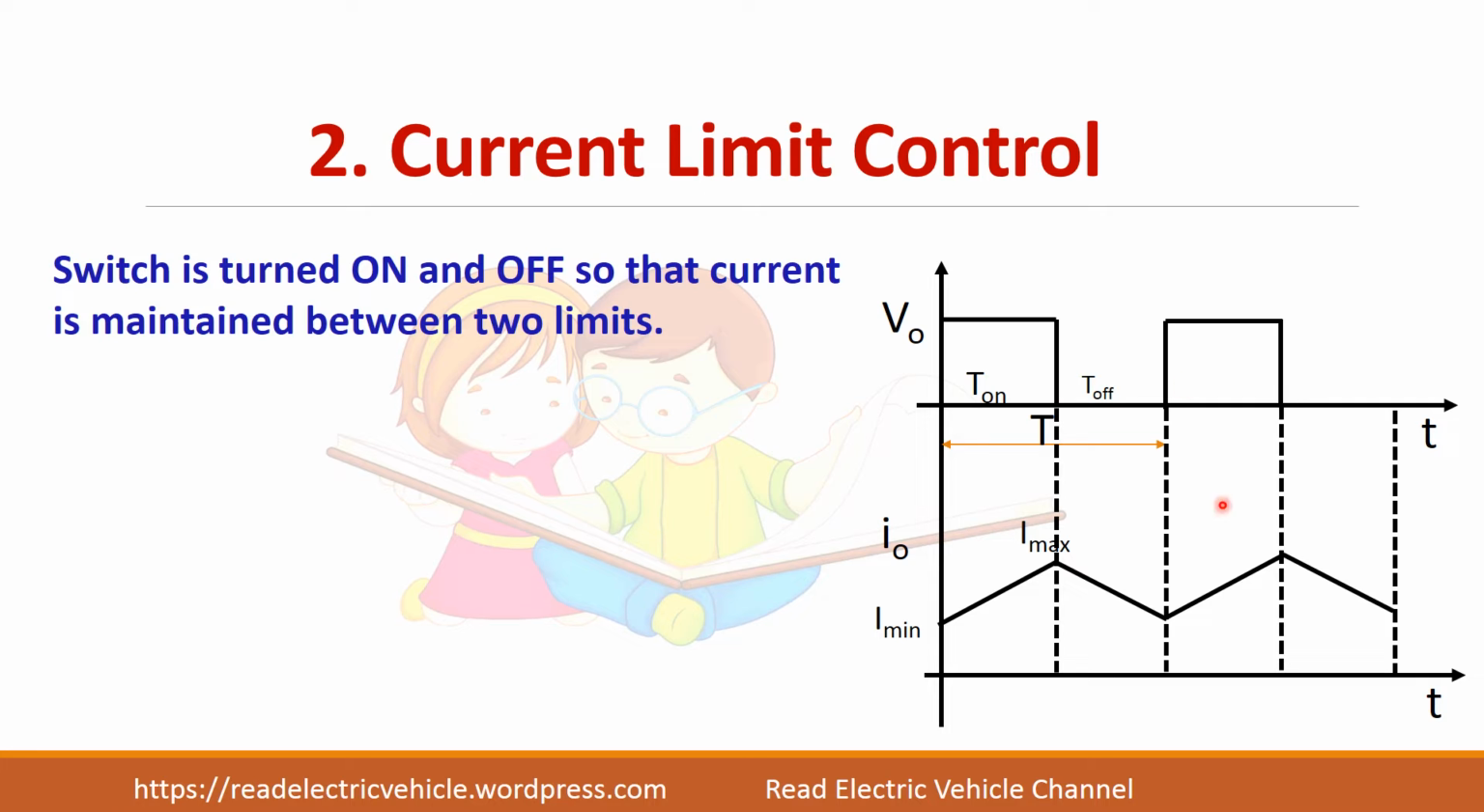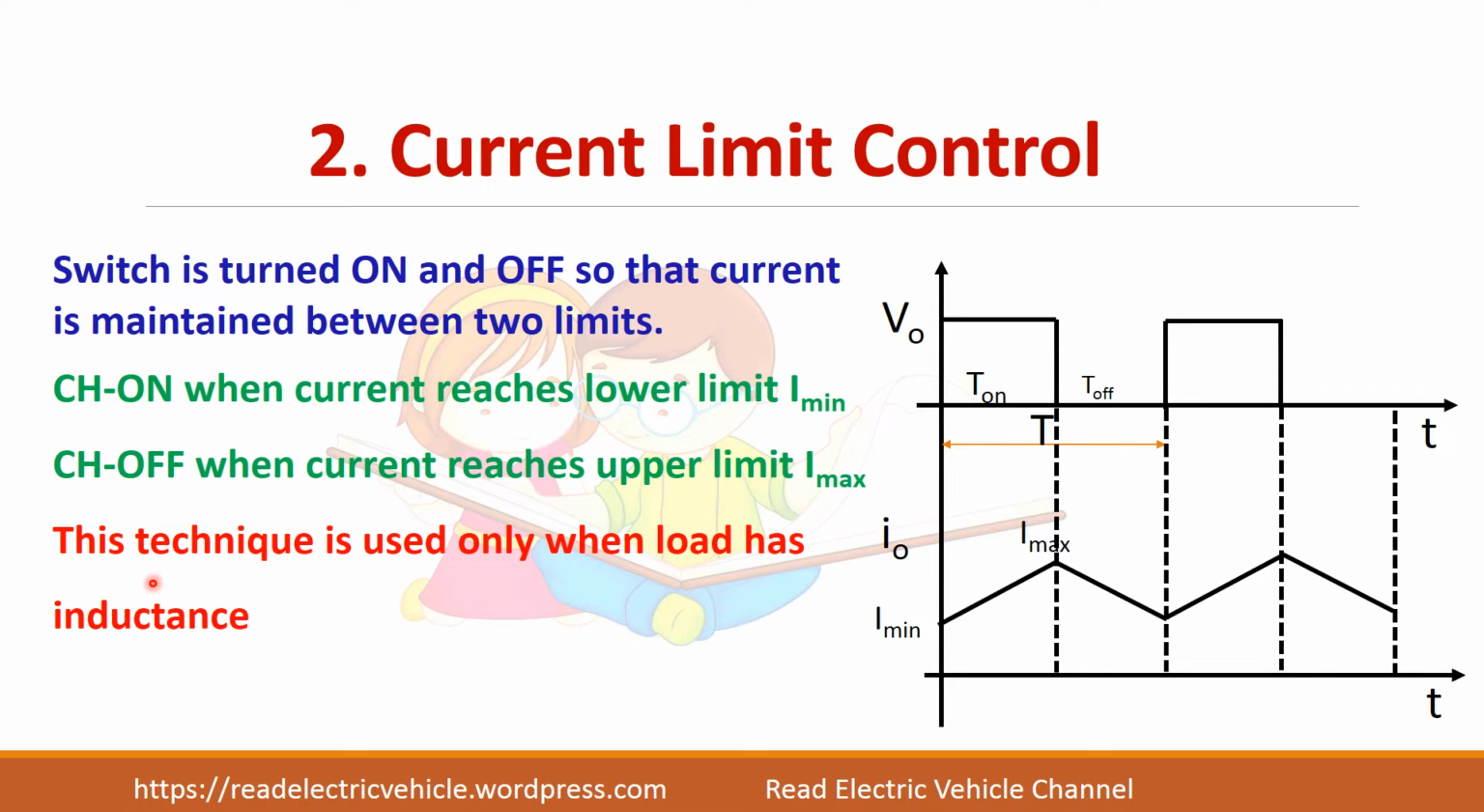So first we are monitoring the current, and only then we are switching the device on and off. When it reaches a minimum value, turn on the device, and when it reaches the maximum value, turn off the device. This technique will be used when the load has inductance. This technique is normally preferred in most of the drives. Current limit control.